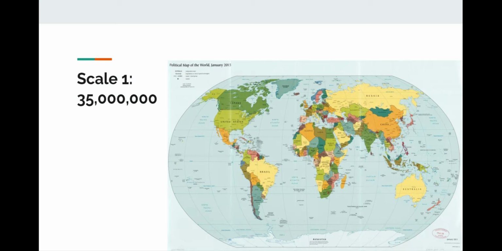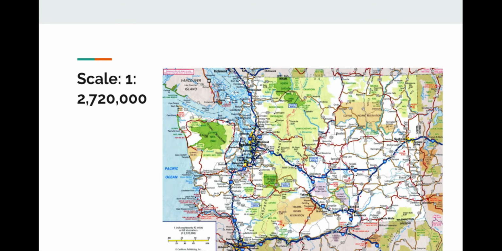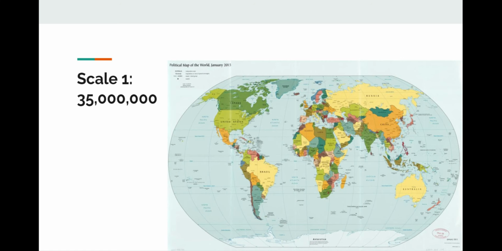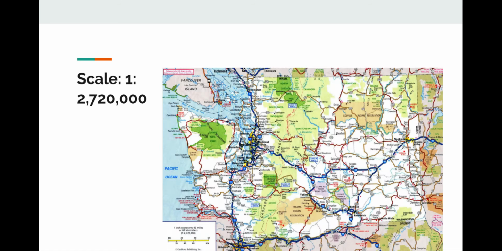Okay, so there are some other ways to show it. This map in particular, you can't really see it too well, but on the upper left-hand corner, we have the numerical expression of 1 to 35 million. And then you'll notice when we zoom in and look just at the state of Washington, we have a slightly different scale. So this is 1 to 2.72 million. So you might be noticing that the numbers change. So what do the numbers actually even mean?